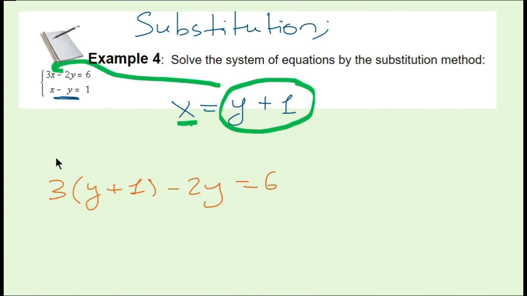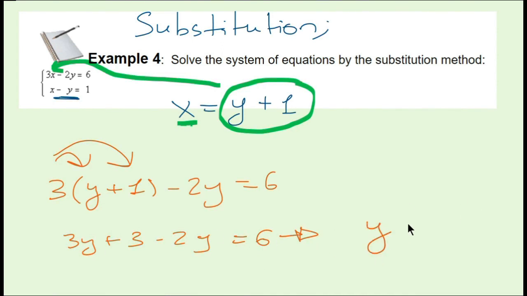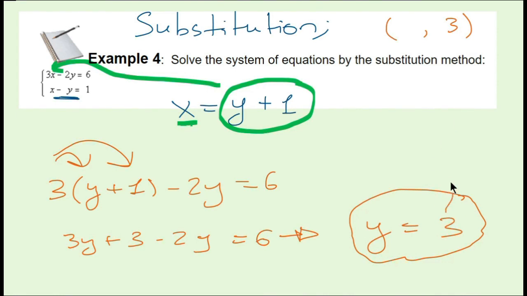Now simplify. Spread this 3 into the parentheses. So 3y plus 3 minus 2y is equal to 6. And now simplify further. So y is equal to 3. We have already found the value of y. For that solution point, y will be 3. Now let's find the x coordinate. So plug this y is equal to 3 back here.